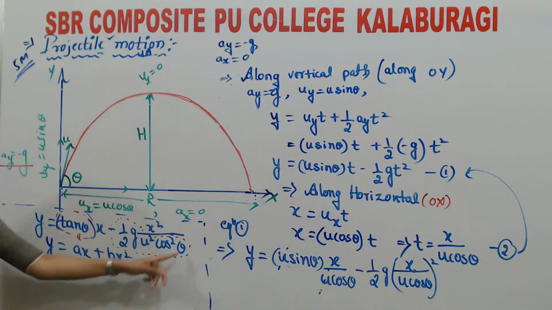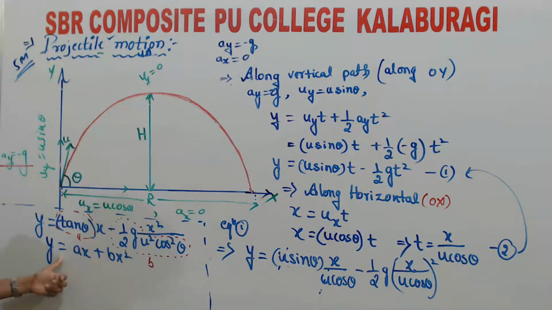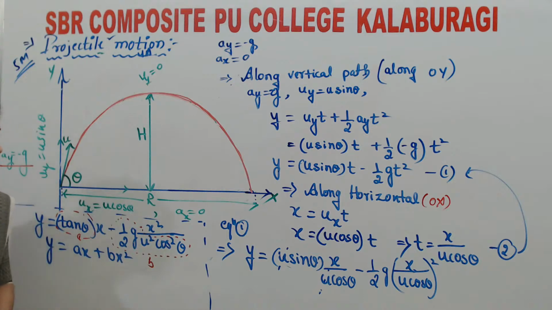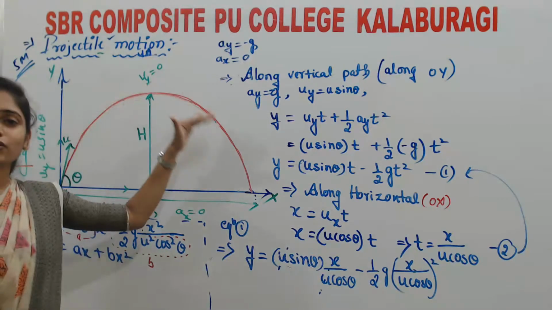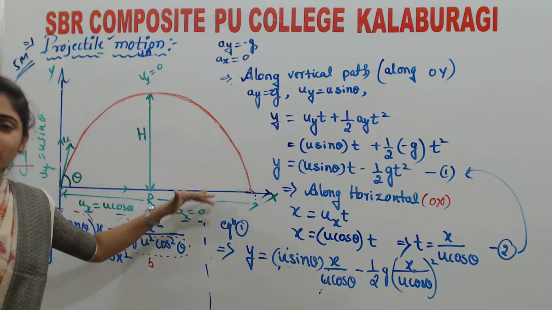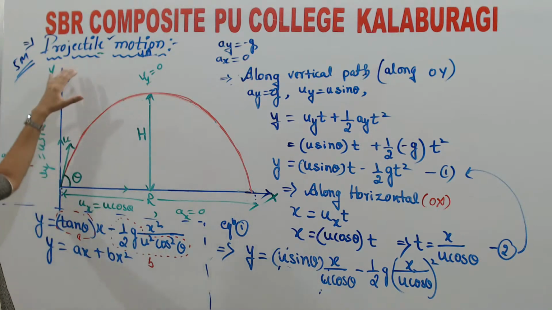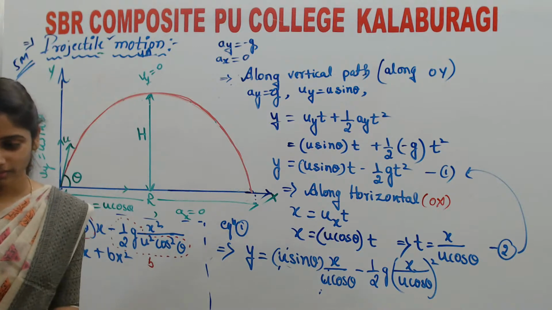And this is in the form of the standard equation of parabola, that is y is equal to ax plus bx square, isn't it? So keep the variable x as it is. Instead of a, here we have tan theta, instead of b, here we have minus 1 by 2 g by u square cos square theta. Okay, so this is how we can say that the trajectory of a projectile, what is trajectory? The path followed by the projectile is nothing but a parabola.